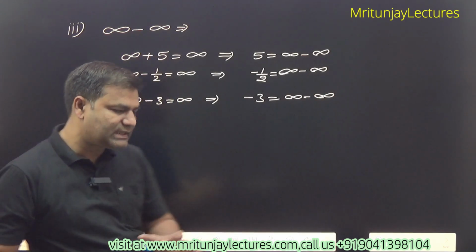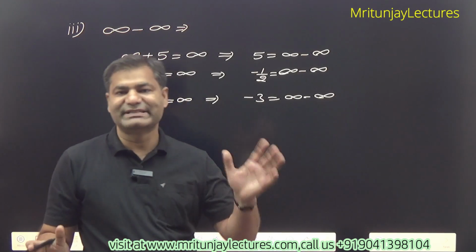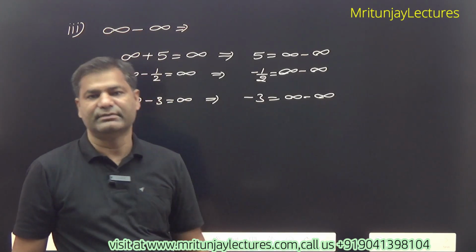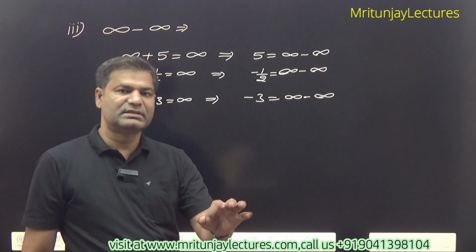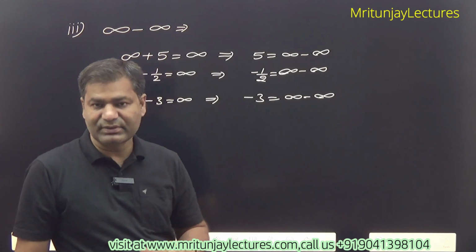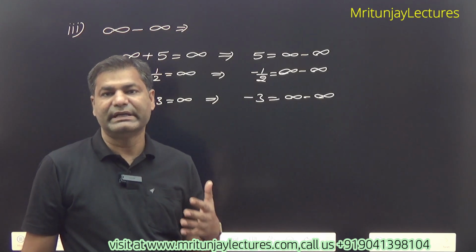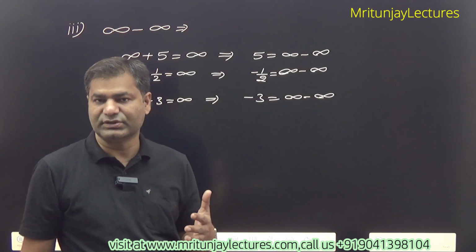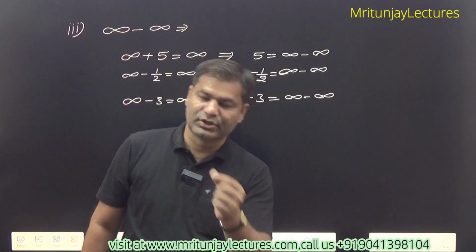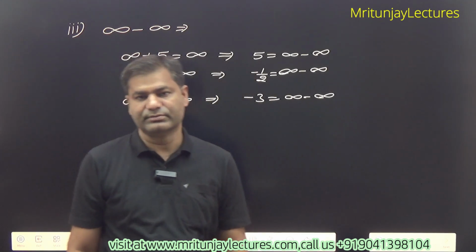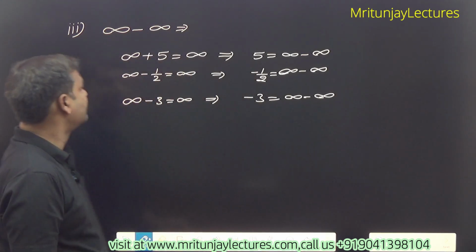It means you cannot say the exact value of infinity minus infinity. It is meaningless, or you can say it is indeterminate. This type of form is called an indeterminate form. I hope that is clear. So how can we solve this type of problem? Simply look here.